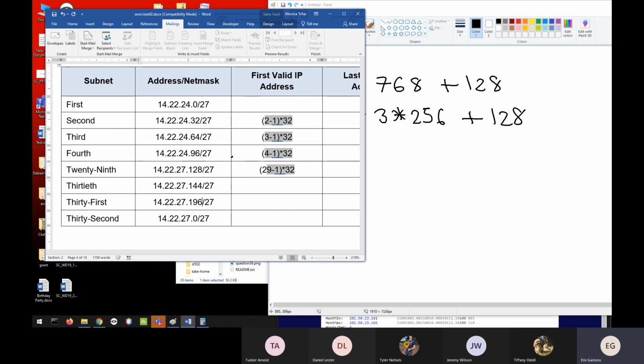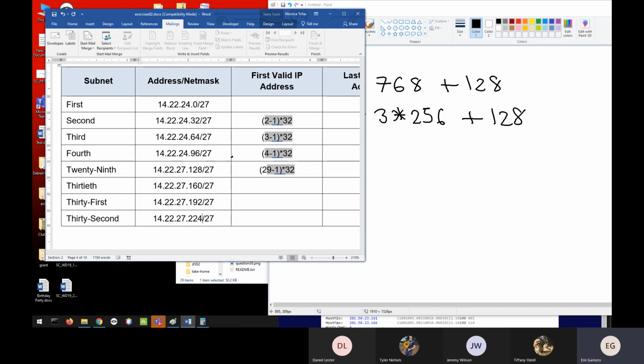Is it correct? 196? Huh? Okay. Plus 32 will be, yeah, it's wrong. You're right. So it will be 160, no? Yeah, 160. So 160 plus 32 will be 192, and 192 plus 32 will be 224.